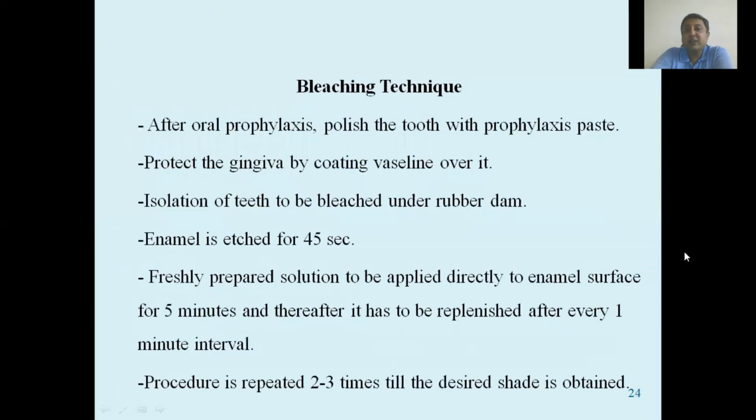Now, what is the technique? How do we go for it? After complete oral prophylaxis, the tooth is polished with a prophylactic paste. We protect the gingiva by coating Vaseline over it. Isolation of teeth to be bleached is done by a rubber dam. Enamel is etched for 45 seconds by 37% phosphoric acid.